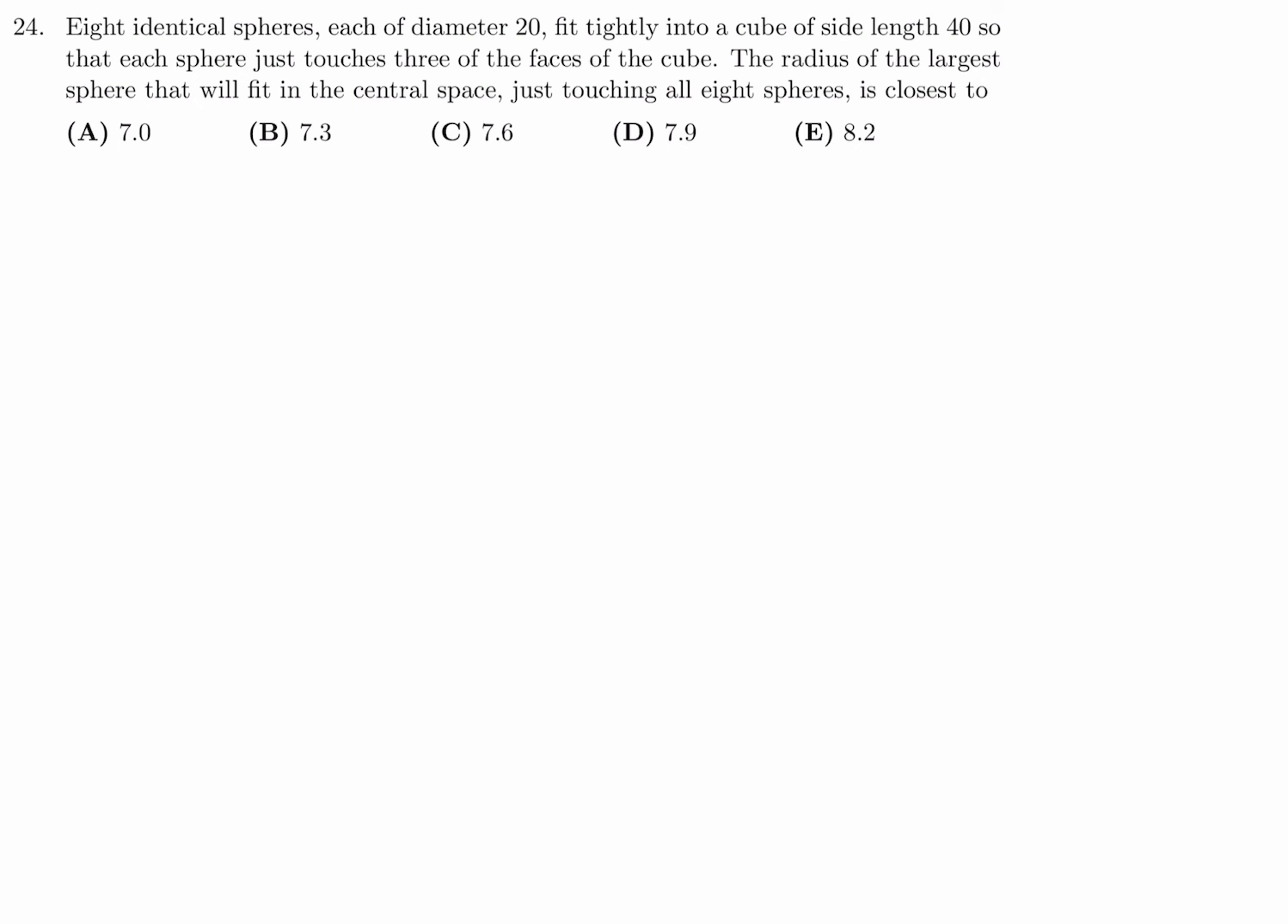8 identical spheres, each of diameter 20, fit tightly into a cube of side length 40, so that each sphere just touches 3 of the faces of the cube. The radius of the largest sphere that will fit in the central space, just touching all 8 spheres, is closest to. So let's show a diagram to talk about what's going on here.